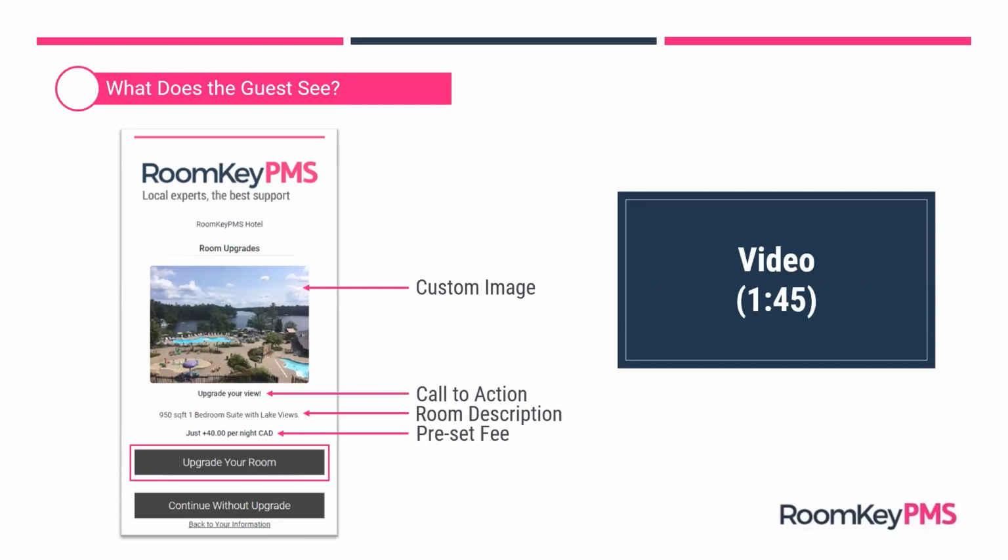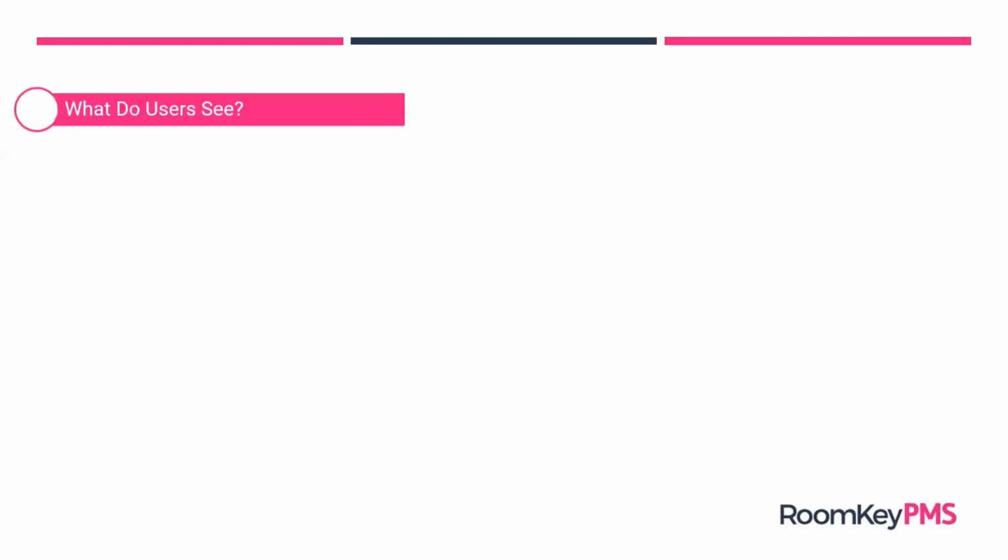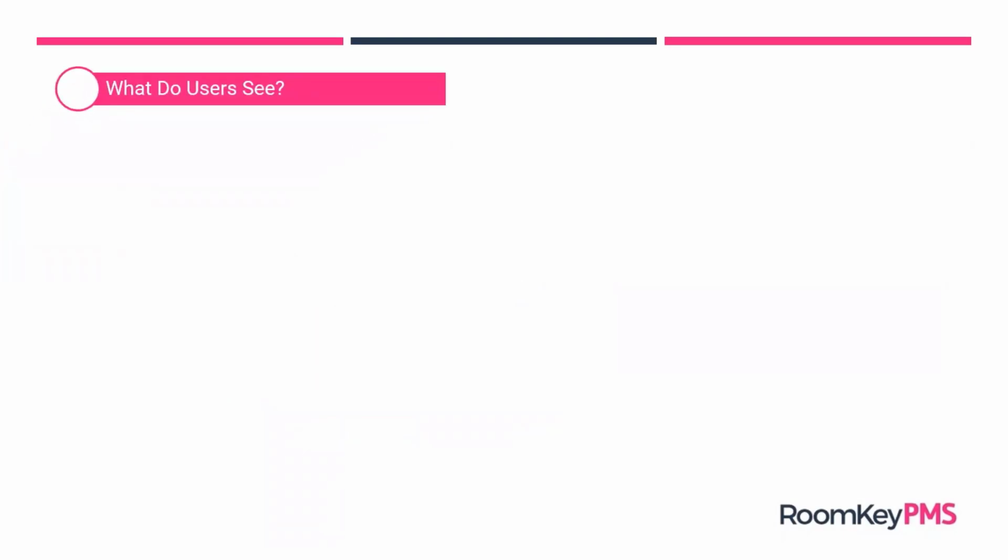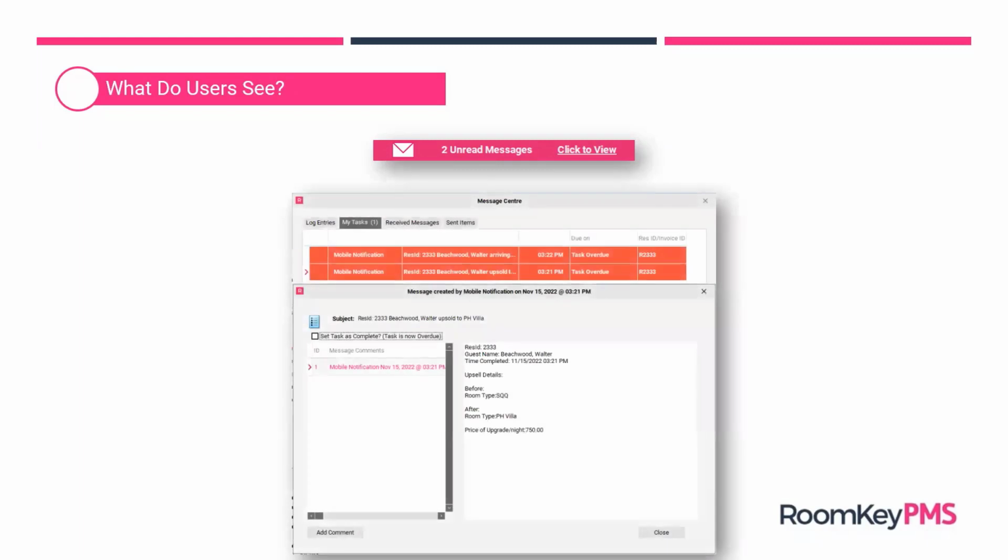Now, once a guest does complete the mobile check-in, of course, they would then arrive at the hotel. So let's see what the user, or your staff members using RoomKey, would see whenever an upgrade is made. When a guest completes that mobile check-in, the first thing that any users in RoomKey would see is a notification appear from the top of their screen, letting them know that they have unread messages. They can click on this message notification, and this will bring them to the message center in RoomKey, where they will have a tasks tab where they can view any of those messages.